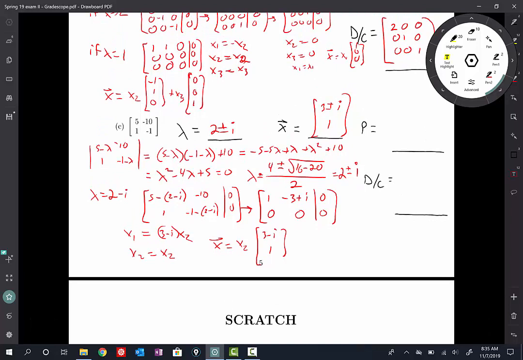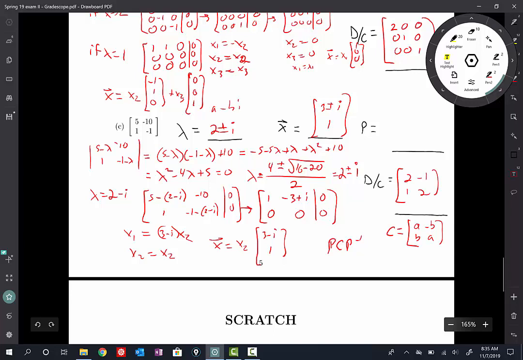Now what about the diagonalization piece here? Well, in this case I can't diagonalize, but I can factor this into the form P, C, P inverse. And I just have to figure out what P and C are. Well, C is going to be a matrix that looks like a, negative b, b, and a, where a and b are the real and imaginary parts of the eigenvalue. So in this case, my matrix C is going to be 2, negative 1, 1, and 2, where I'm pulling a minus bi here. So a is 2, b is 1.